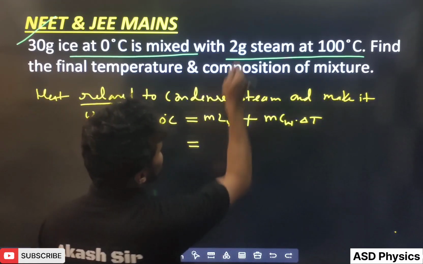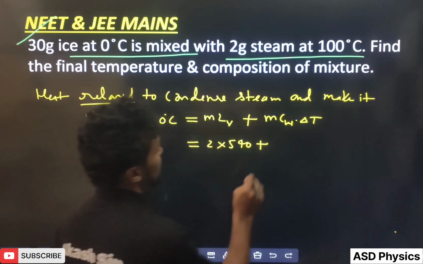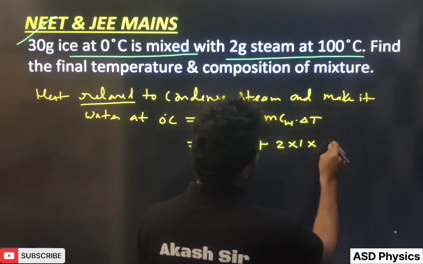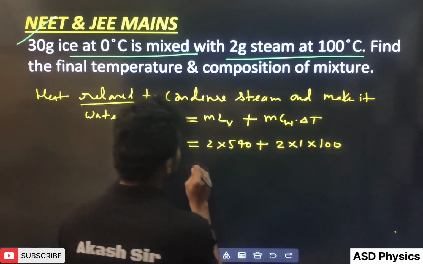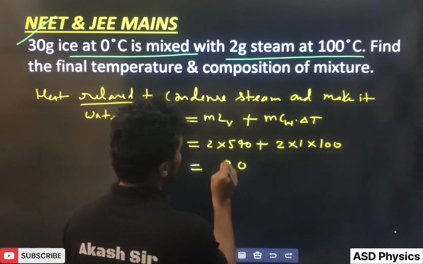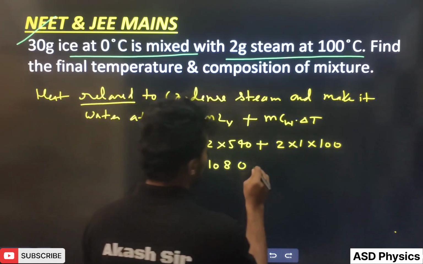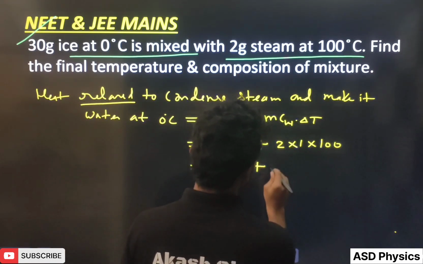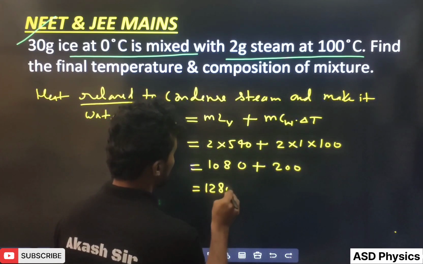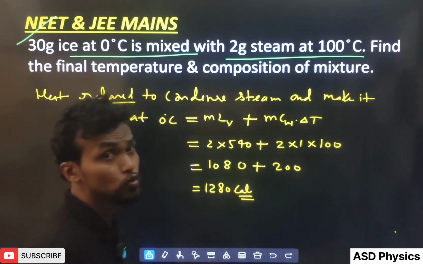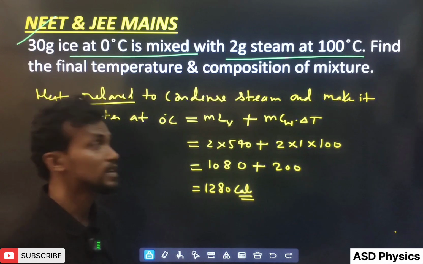See here, M, the mass of the steam, how much? 2. And this one, 540, plus again 2 into 1, change in temperature 100, because water goes from 100 to 0. Now let's simplify this. 2 4s are 8, 2 5s are 10. Now see the calculation: 1080 plus 2 into 100, which is 200. So it will come 1280 calorie. 1280 calorie will be released when this steam is converting into water at 0 degrees Celsius.